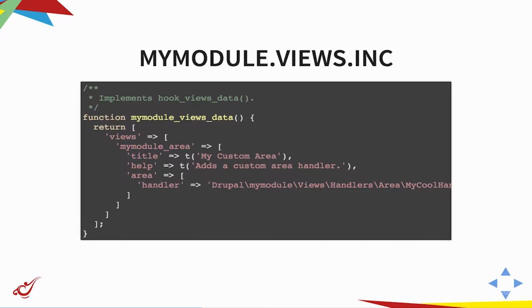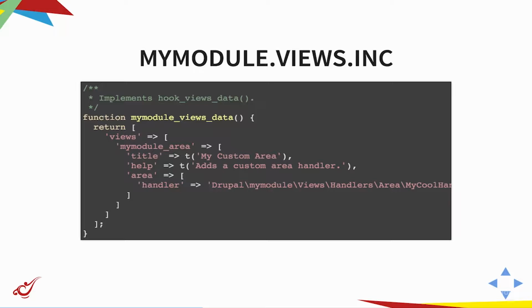What that hook actually does is it tells views that my module is going to do something with views. And what views will do is, if you let views know that your module is going to do something, it will load this mymodule.views.inc file before it calls any hooks. If you're familiar with module development, really the only code that should go in your .module file are your hooks, right?